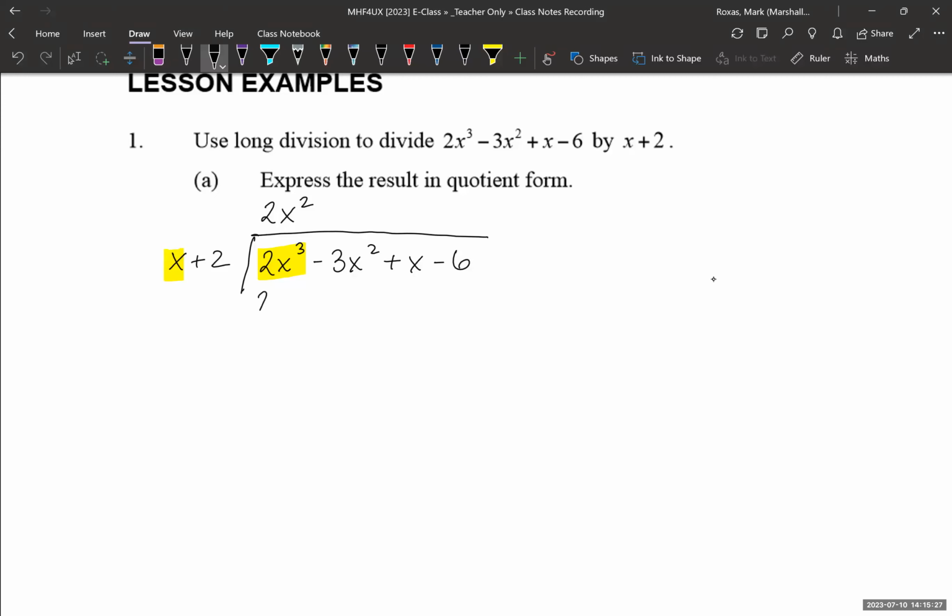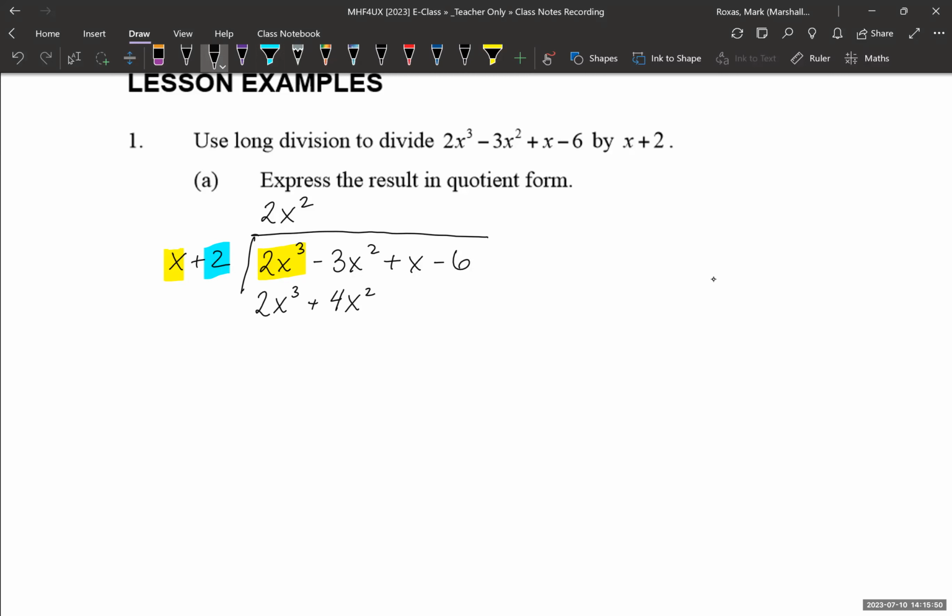I'm going to write that down here right below. Okay. So I already figured out one part of our quotient. And that 2x squared, I also have to multiply it with the 2, right? So 2 times 2x squared is going to be 4x squared. And that goes right beside the 2x cubed. So plus 4x squared.